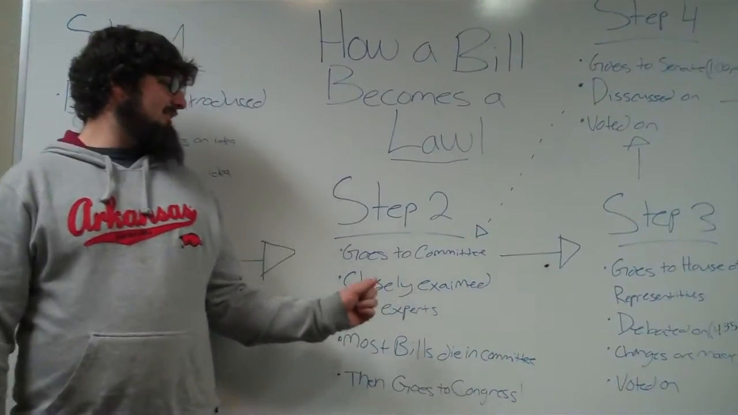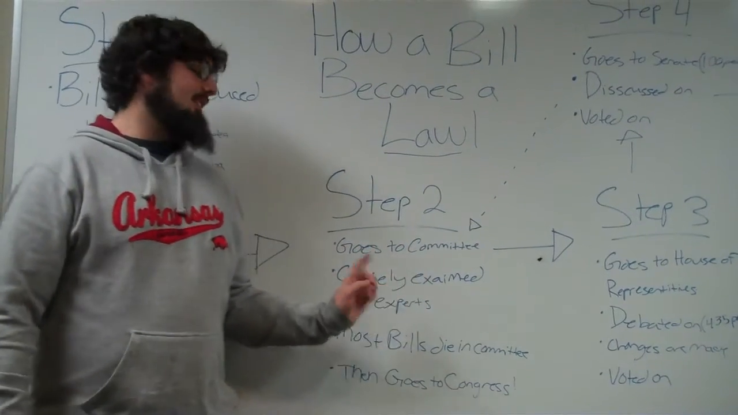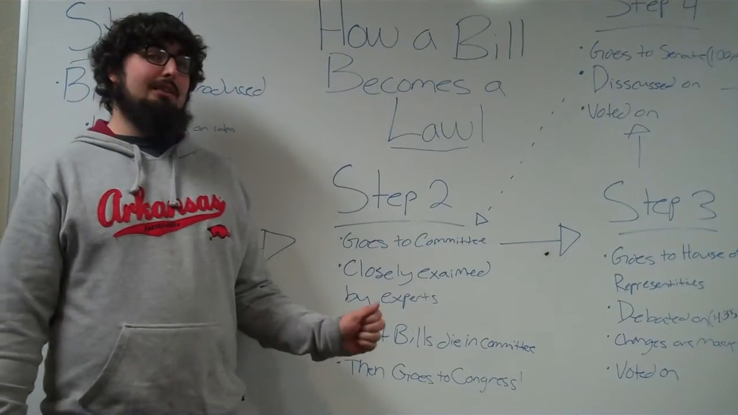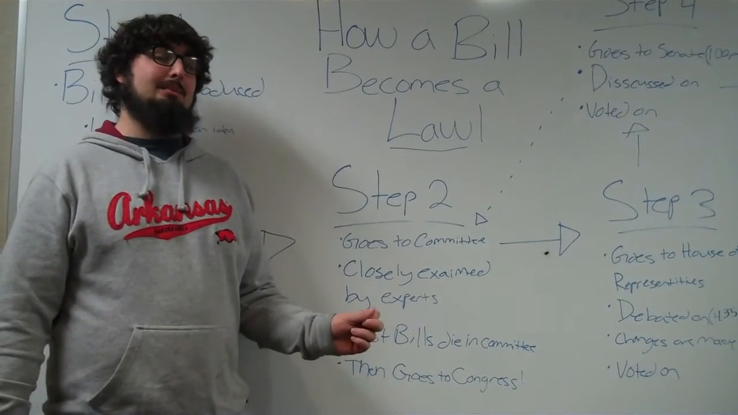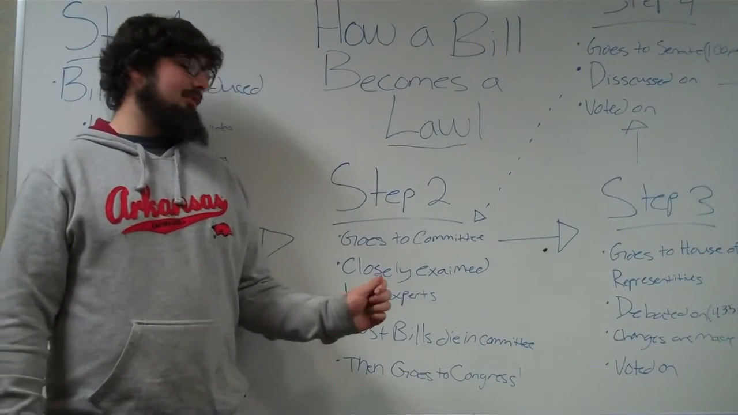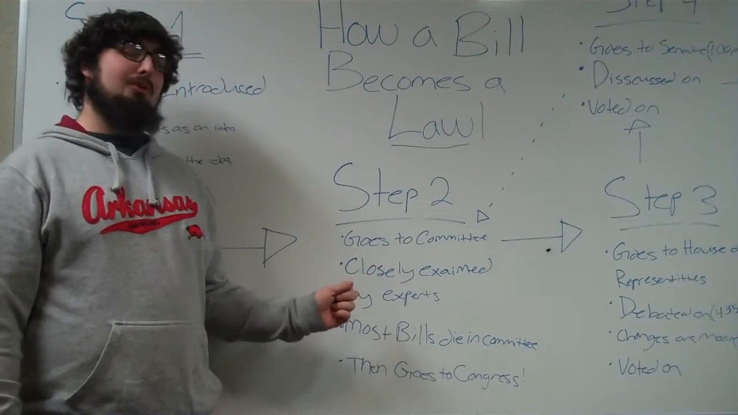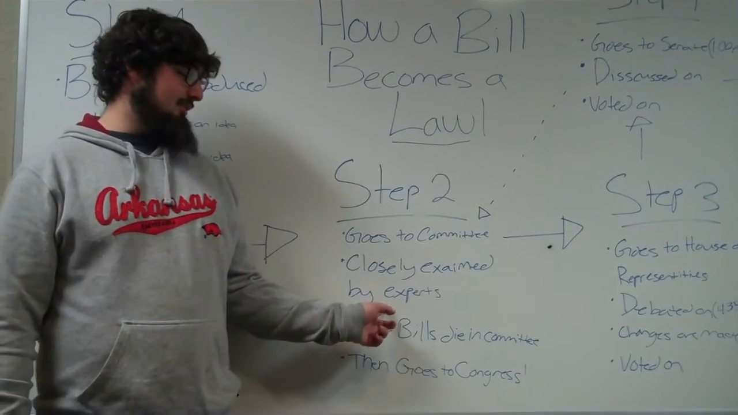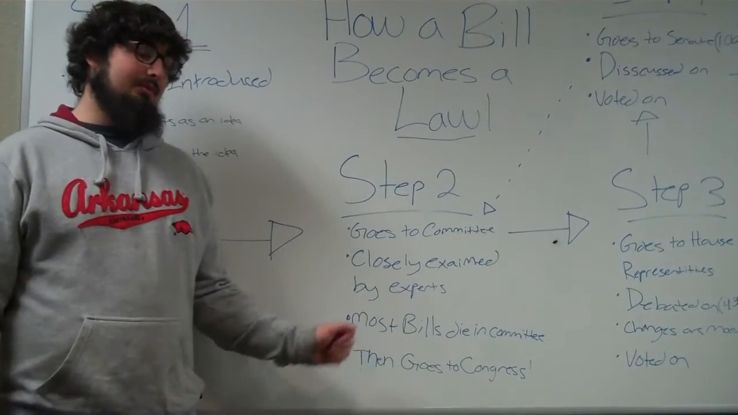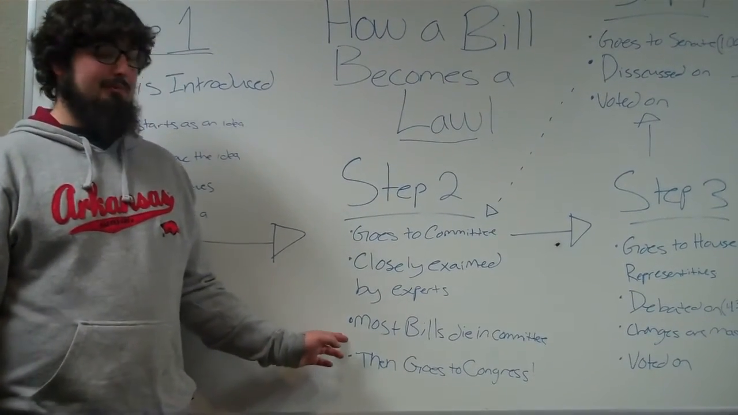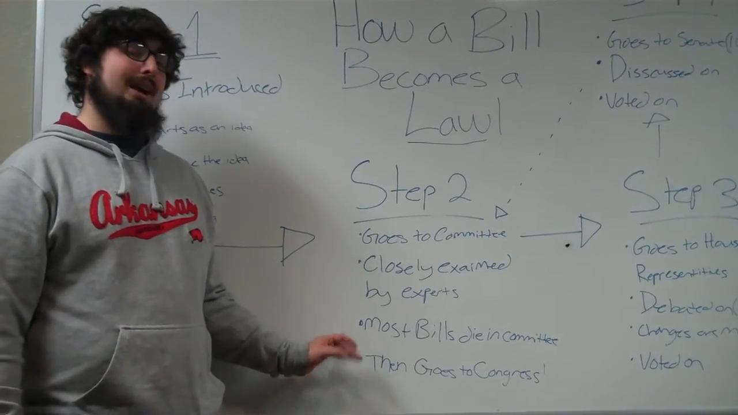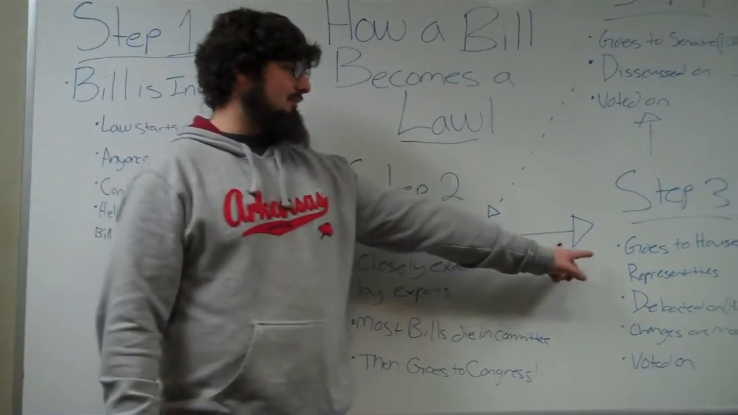Okay, the second step is the bill will go to a committee. When it goes to the committee, it'll be examined by a group of people, and they'll discuss it and make subtle changes to it. After they make changes, if they have any more questions about it, they'll bring in some experts, and they'll answer the questions about it. A little known fact about the committee: most bills will die in committee, but if it's one of the few that go past the committee, it will go to the House of Representatives.